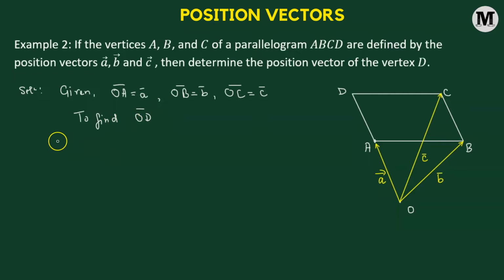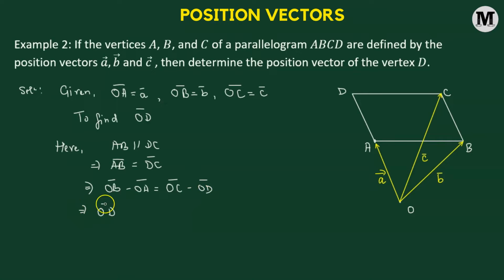Okay, let us begin. Now, since ABCD is a parallelogram, so here we have AB parallel to DC, which means that if we want to convert it to a vector, then AB vector will be equal to DC vector. Okay, now how do we define the vector AB? So AB vector will be simply defined as OB vector minus OA vector. This will be equal to, we need DC vector, so that will become OC vector minus OD vector. Since we need to find out OD vector, rearranging the terms, we get OD vector will be equal to OA vector plus OC vector minus OB vector.